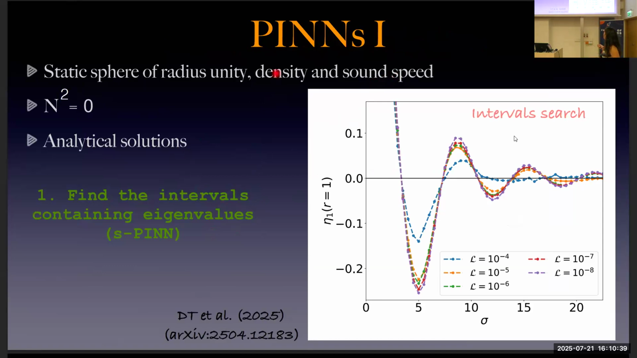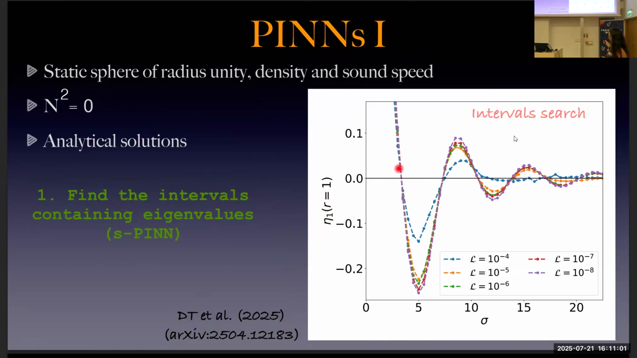So here what we did is that we got the PINN to do a search in the frequency domain. And we knew that we have to satisfy this boundary condition, which means that this perturbation would be 0 at the outer boundary. Therefore, every time that we cross this line, we know that there is a solution there.